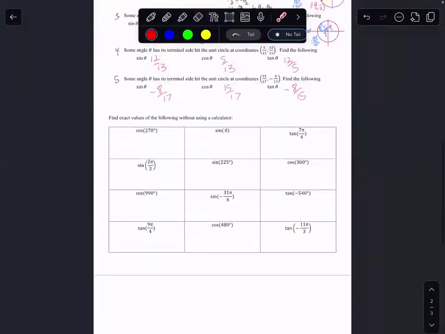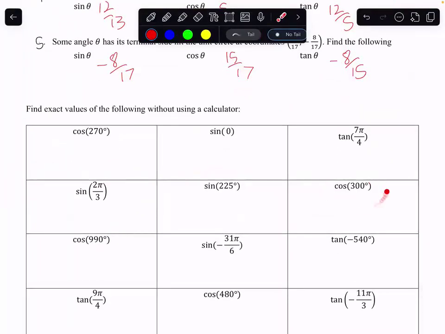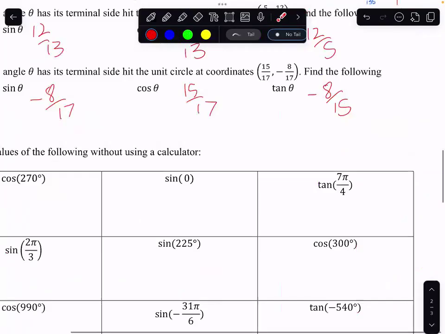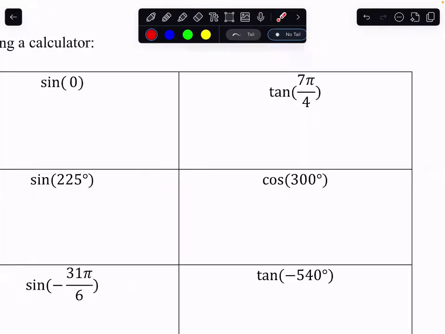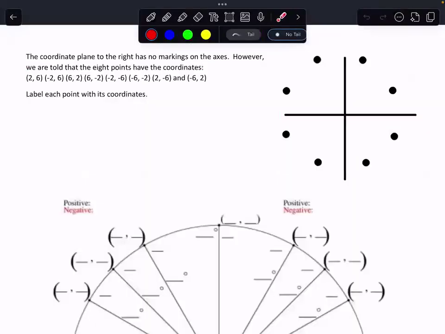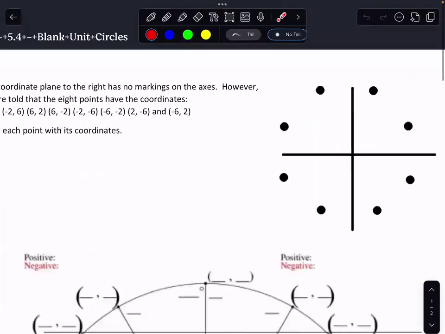Now on the bottom half, I asked you to calculate various things, for example cosine 300 degrees over here. What we learned is that you can just take the x coordinate of that point. But the problem is, what is the x coordinate of 300 degrees? We want to make sure we can efficiently fill out the unit circle. So let's go over to the other handout that you picked up today. Make sure you're on the side with the 8 dots.